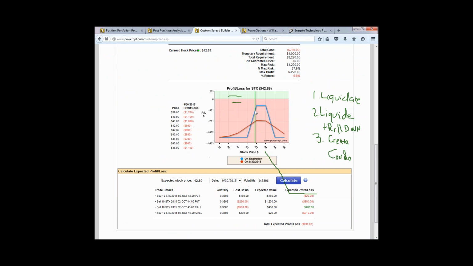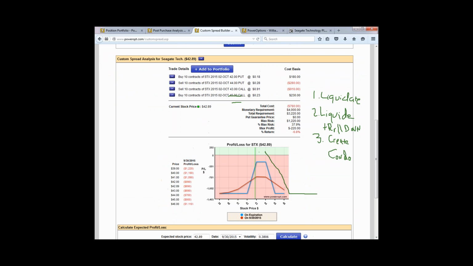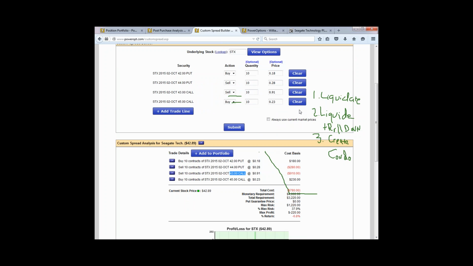In some instances, if the stock was trading, oh yeah, the reason why this didn't work, of course, is because I sold a call below the put. That's one of the reasons. I have to go higher now. I have to go up to the 45, so I have a true iron condor. I didn't think of that. Let's go ahead and change this now.